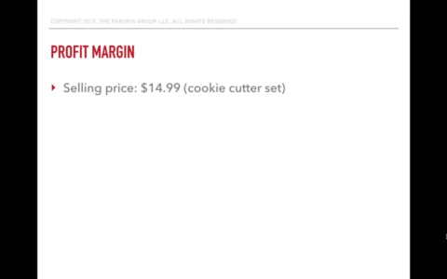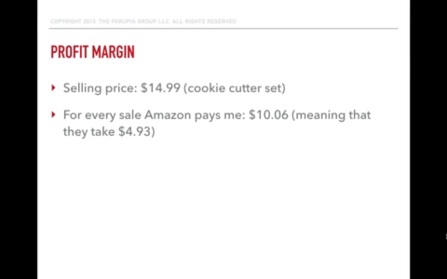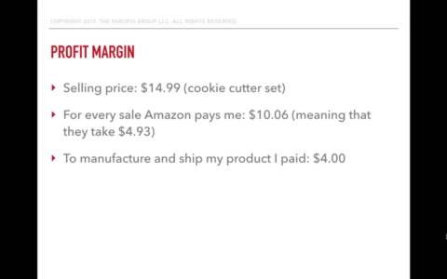So just to go through again how you come up with profit margin and how you should be doing it with every one of your products, or at least your top 3 products or your final 3 products. First of all, you take the selling price. So for example, if I was to sell my cookie cutter set for $14.99, and again, we're using the FBA revenue calculator here to get this number that Amazon pays you. And if you don't remember how to use the FBA revenue calculator, go back and check out the video in the course that shows you how to do that.